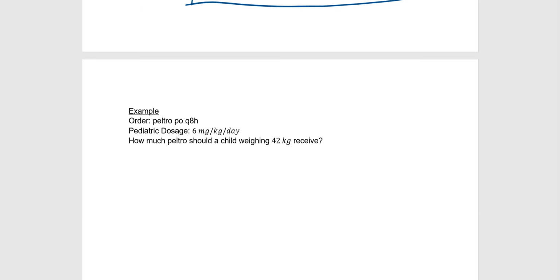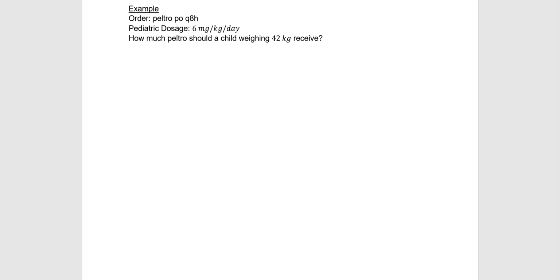Okay, let's do one more here. We have an order of Peltro PO every 8 hours. So remember, PO is by mouth, or orally. So the medication is going to be given orally every 8 hours, and the pediatric dosage is 6 milligrams per kilogram per day. We want to know how much should a child weighing 42 kilograms receive.